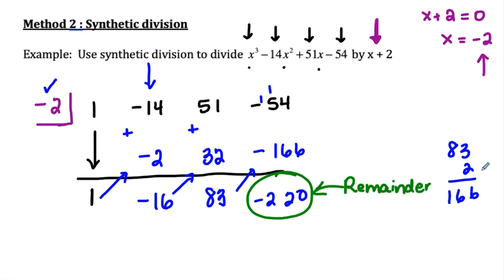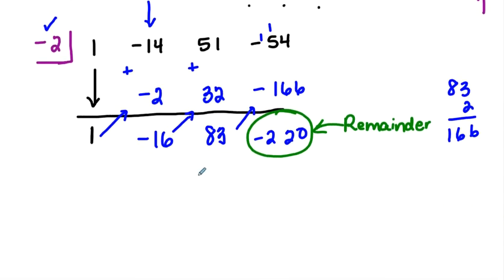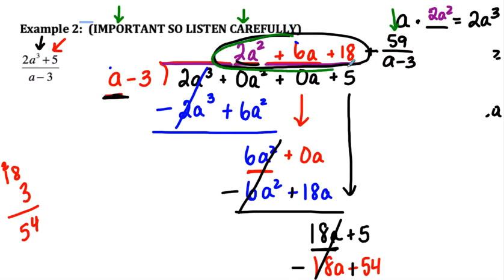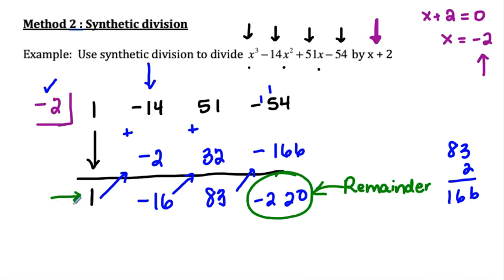Okay? So the dividend divided by x minus 2, we call this the depressed polynomial. If I'm going to rewrite this now using what we did with long division, I'd need this part, wouldn't I? That 2a squared plus 6a plus 18. So they call this the depressed polynomial, or these numbers help me write my depressed polynomial.